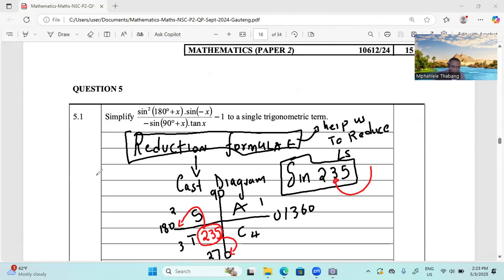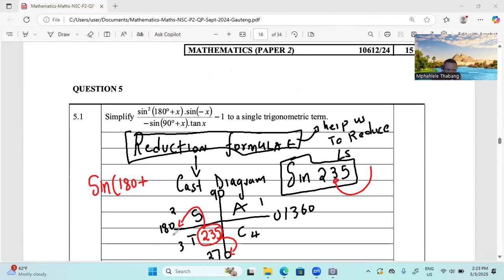Let me do this. I'm going to say sine 180. I'm using 180 now to simplify the angle 235, to pull it down so that it becomes the angle below 90 degrees. So I'm going to say sine 180, and I'm going to add something to 180, so that 180 plus that something which I'm adding should give me 235. What can I add to 180 so that I get 235?